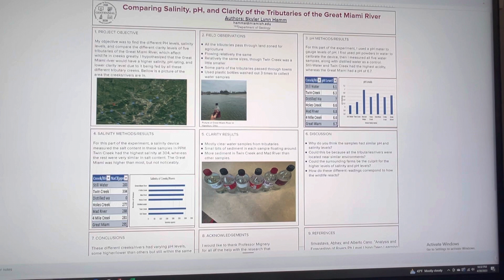For the clarity, all of them were pretty much the same in clarity, pretty clear, but there were small bits of sediment in each floating around, and Twin Creek, along with Mad River, had more sediment in it than the other samples.